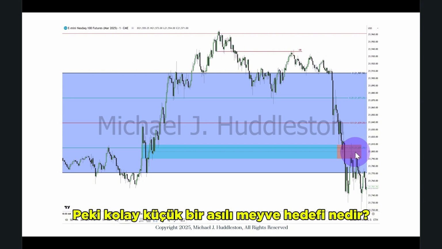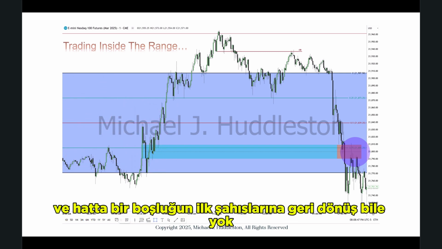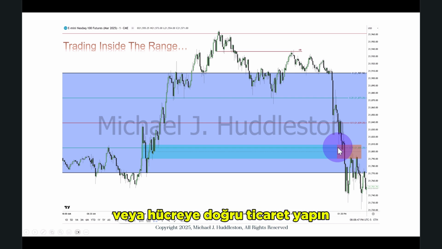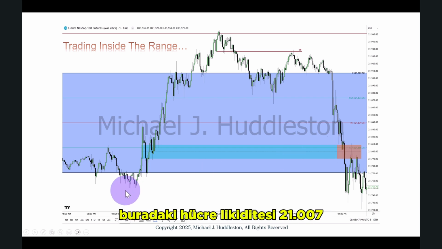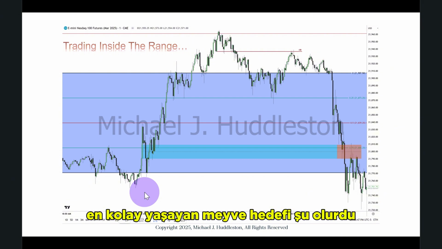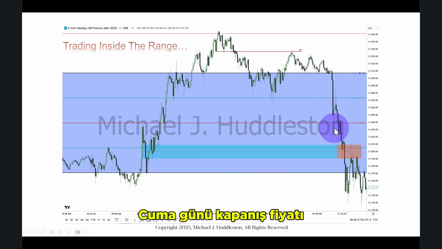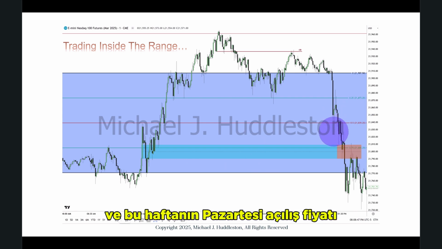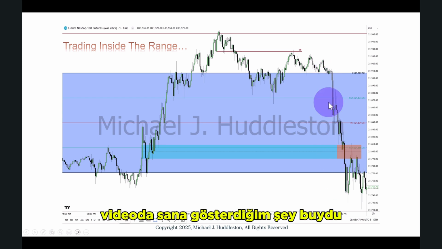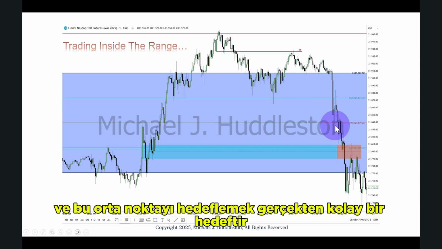So what's an easy low-hanging fruit objective that can be utilized as a draw on liquidity and also a very easy target, and not even trade back to the first presented fair value gap, or trade down into the sell side liquidity over here at 21,750 or the new day opening gap? Well, the easiest low-hanging fruit objective would be half of that gap that was formed from the previous week's closing price on Friday and the Monday opening price of this present week. That's this blue shaded box. That's what I was showing you at the beginning of the video. So trading and aiming for this midpoint is a real easy objective.